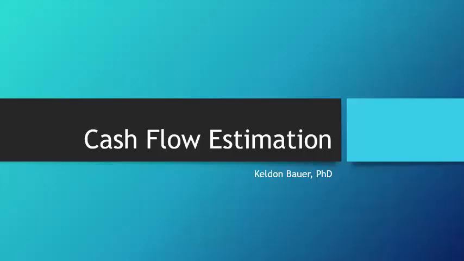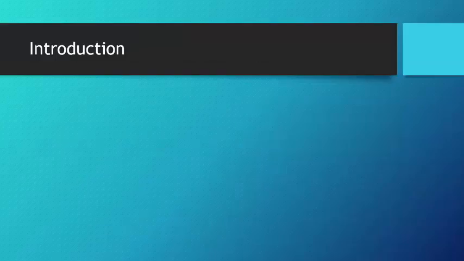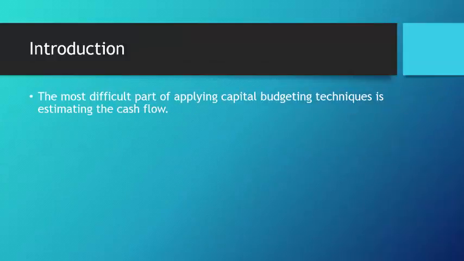We talk a little bit about cash flow estimation. We talk a little bit about how to deal with uncertainty. And then other final subjects on capital budgeting. To begin with, the most difficult part of applying capital budgeting techniques is the estimating of any cash flows.